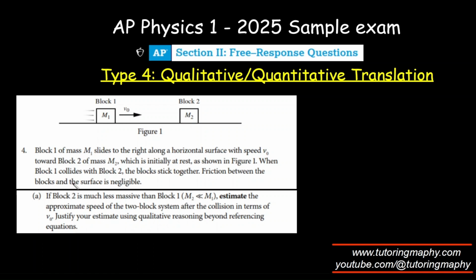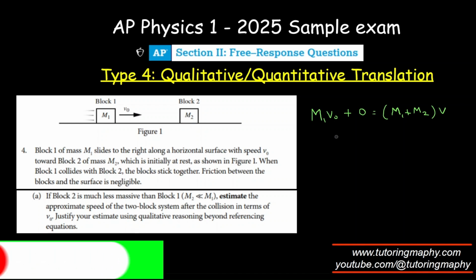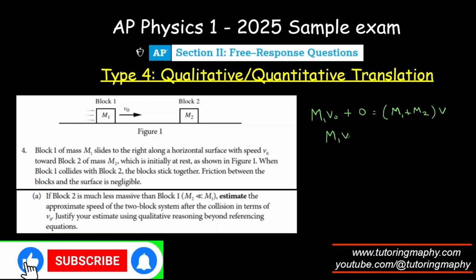I think it makes sense that if block 2 is much less massive than block 1, so okay, the equation says that momentum is conserved, right? So the initial momentum m1 v0 of block 1 plus momentum of block 2, which is 0, will be equal to m1 plus m2 times the new velocity v. So dividing both sides by m1 plus m2, we get the velocity v.